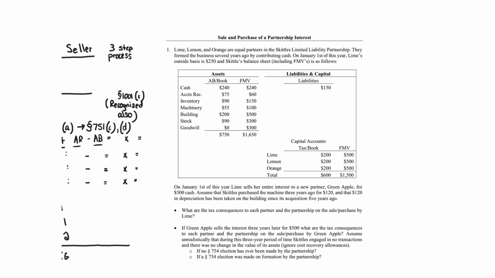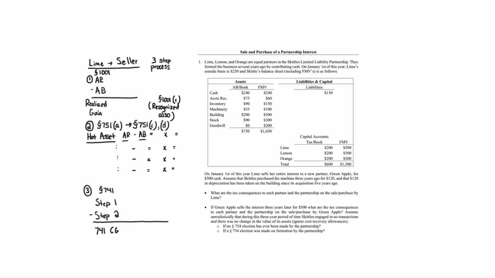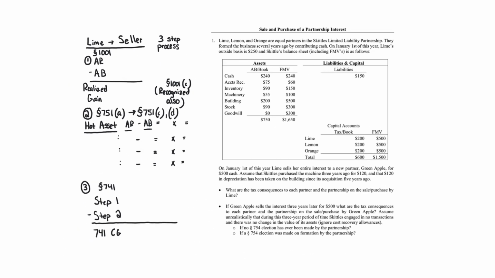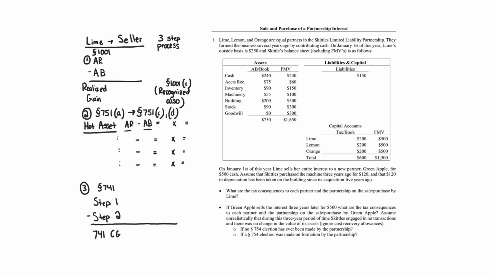Let's start there. Let's just start by looking at the seller, because it doesn't matter who you're looking at. When you're focusing on the consequences of a sale purchase of a partnership interest, I always start with the seller. So remember that when it comes to the seller, there's a 3-step process. The seller here is Lime. Lime is selling her interest for $500 cash to Green Apple.